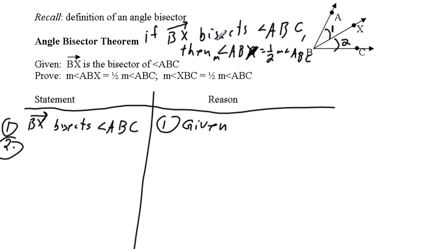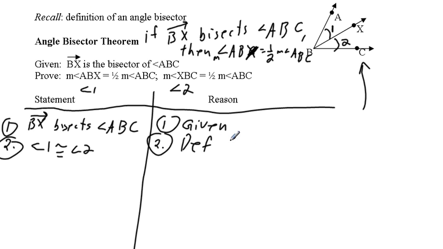Step 2, I'm going to say that angle 1 and angle 2 are congruent using this picture up here. It's a little bit quicker to write angle 1 and angle 2 than to write angle ABX and XBC, but that's going to end up being the same thing. So instead of ABX, I'm going to write angle 1, and XBC, I'm going to say angle 2. The reason I'm allowed to say that those two are equal is because of the definition of an angle bisector.